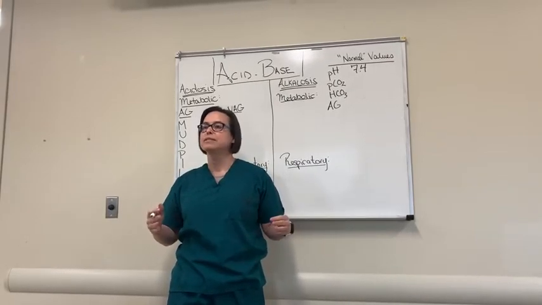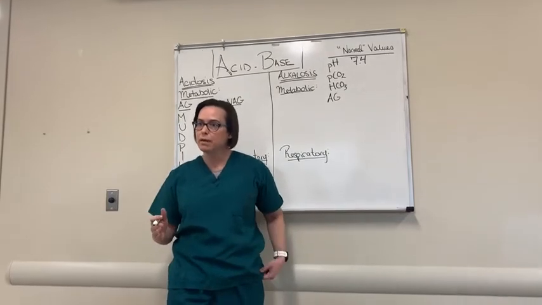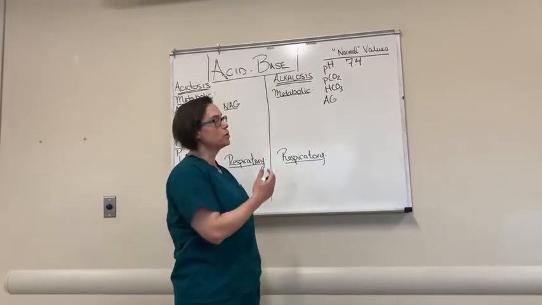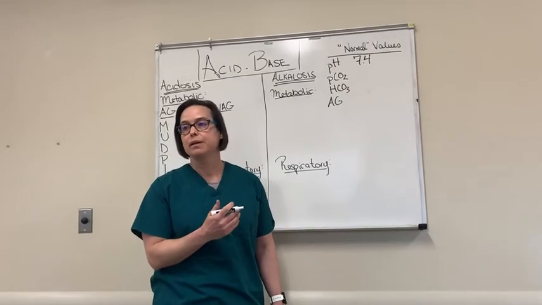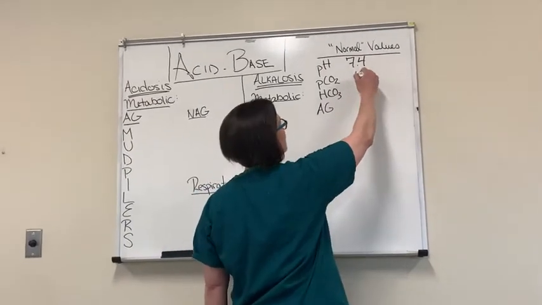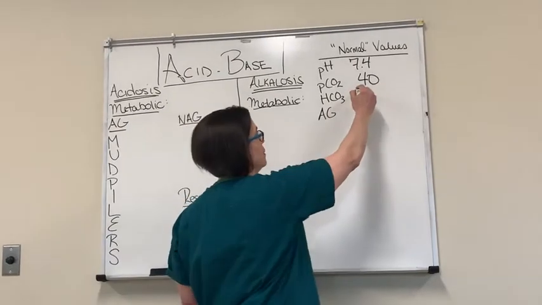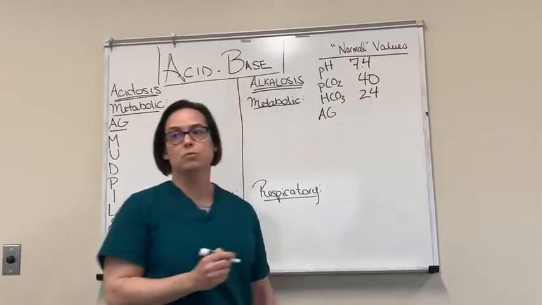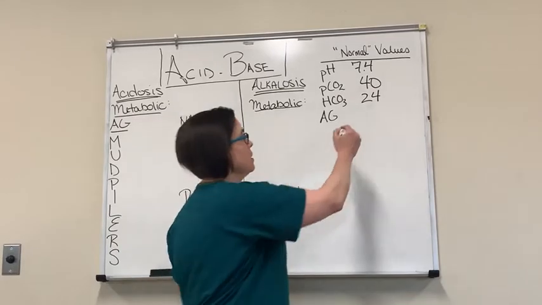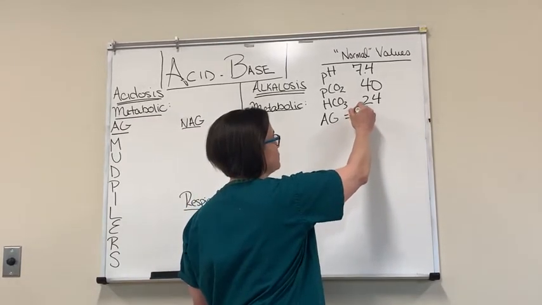Okay, just going to make it a little simpler by picking one number. If you had to pick one number for your normal PCO2, what would that be? 40. Okay, beautiful. How about your normal bicarb? 24. And how about your normal anion gap? 12.